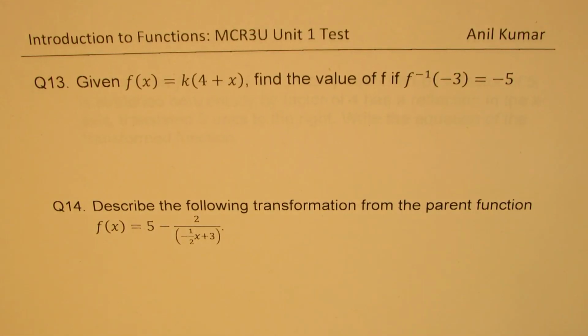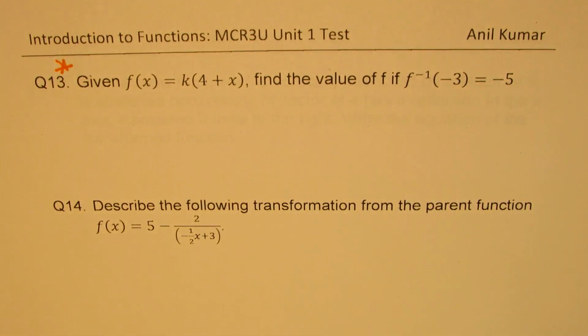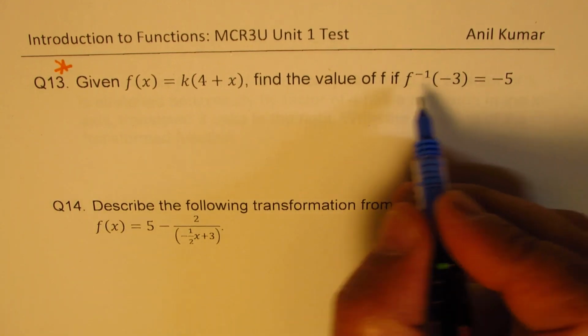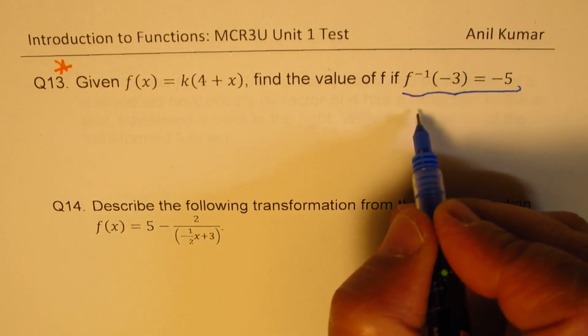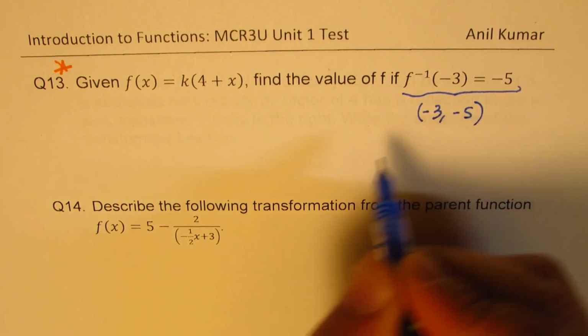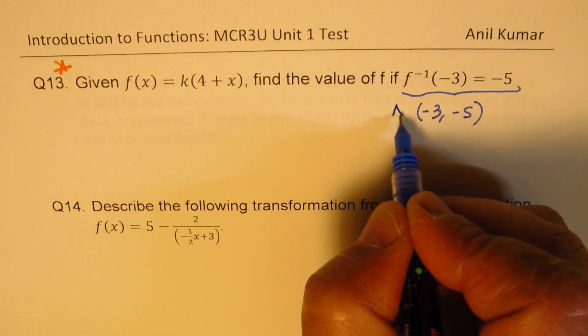Question number 13 is a very interesting question, and normally it's difficult to answer. Question number 13 is: given f of x equals k times 4 plus x, find the value of k if f inverse of minus 3 equals minus 5. So what does this inverse function mean? On the inverse, we have a point minus 3, minus 5, correct? So this is a point on the inverse. Let's call this A.